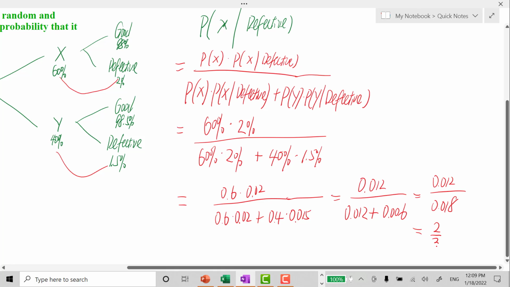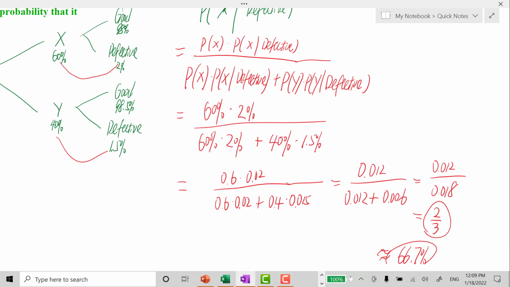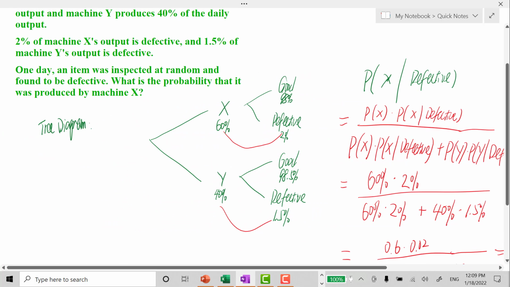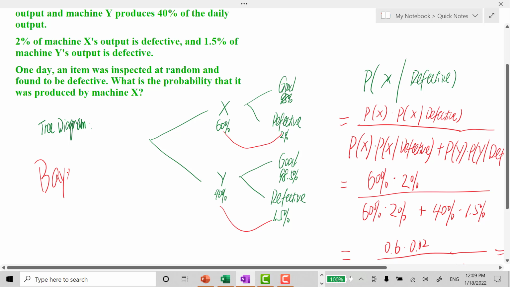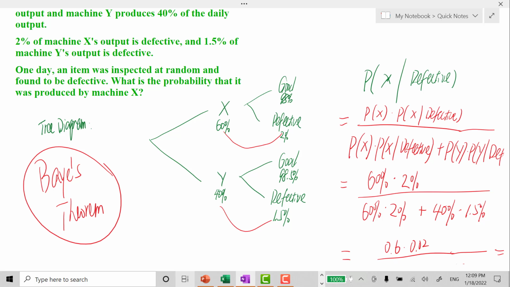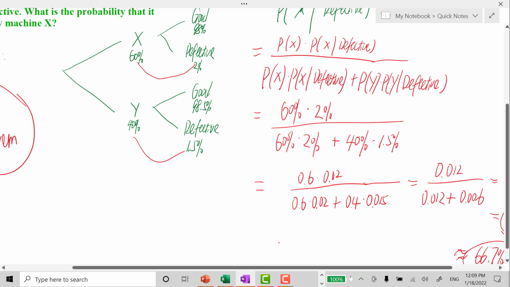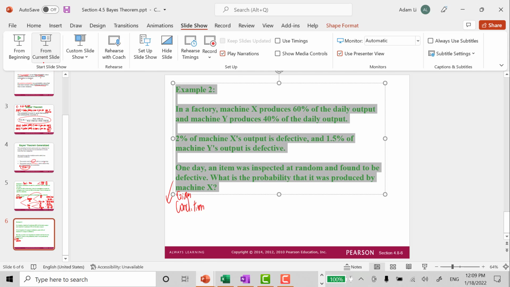Reduce it, again, it's a 2/3 chance. If you look at it, it's 66.7%. So this is the conditional probability you're looking at. Again, in order to solve any conditional probability application problem, like in this case using Bayes' theorem, we draw a tree diagram, summarize what the given conditions are, and then you can solve it step by step. And that's pretty much what we have here on PowerPoint.